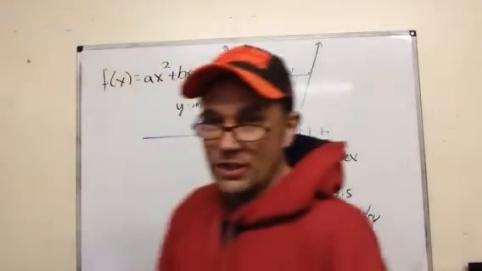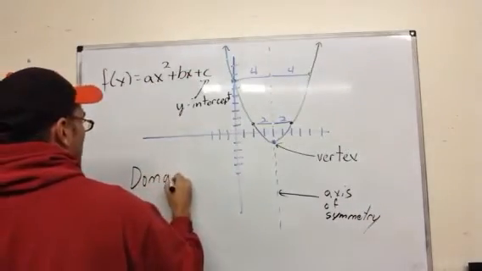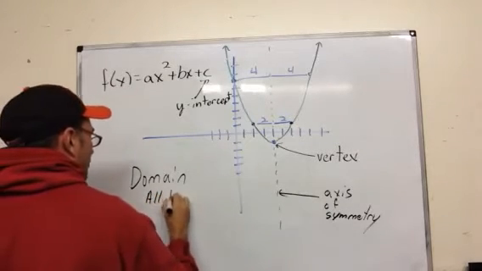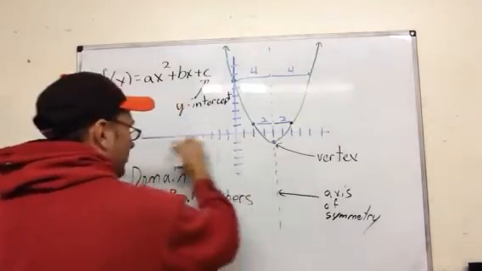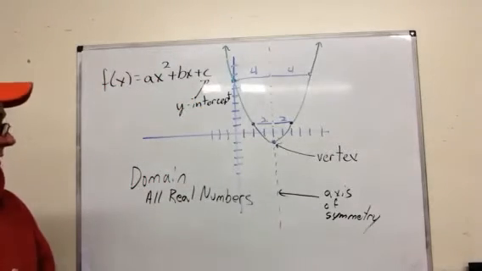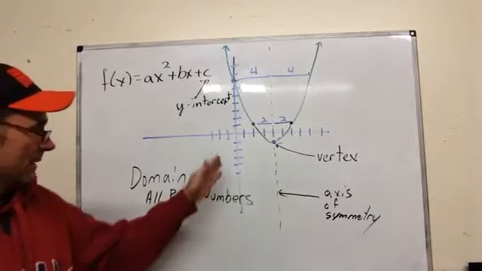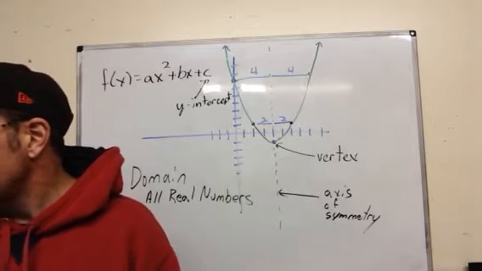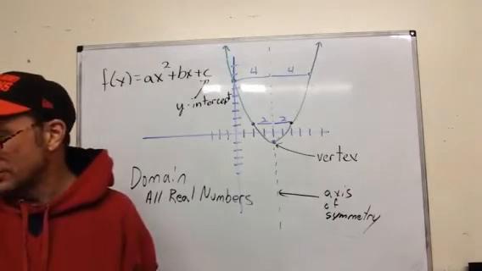The other thing to know is the domain. Remember, domain is all our x values. The domain for quadratic equations is all real numbers. So no matter what number you pick for x going left and right, it will work. Whether it's a decimal, fraction, positive number, negative number, radical, any number you can think of, it will work. So that's some of the basics about parabolas and quadratics. Now we're going to start again by focusing on finding the vertex.